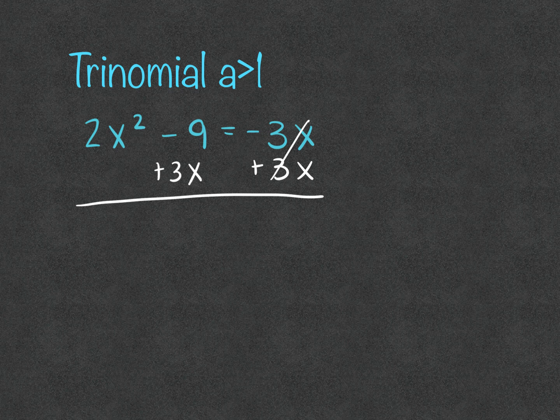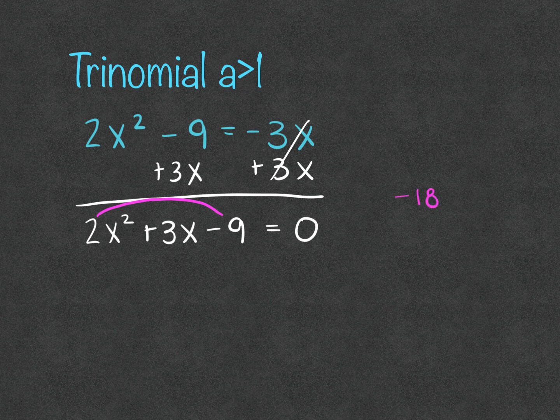Again, there's no like terms, so we're just writing them each individually. So 2x squared plus that 3x we just moved over minus 9 equals 0. Okay. So for this factoring, again, we're going to multiply 2 and negative 9, and we get negative 18. And then we're trying to find what multiplies to negative 18, but adds to 3.